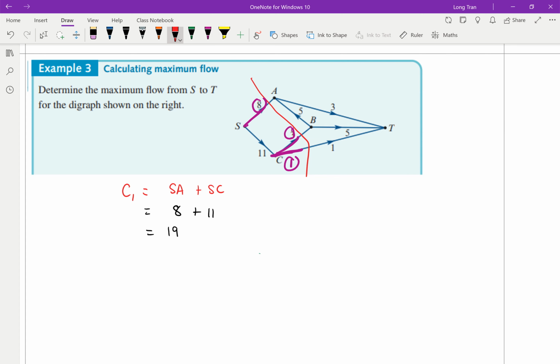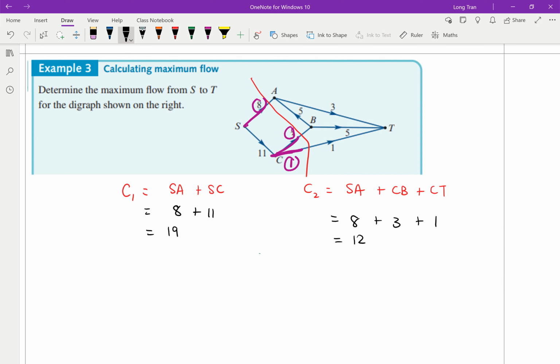So in cut number 2, that was C to B. I'll just write it out. I've got S to A still included, C to B is still included, and C to T is still included, because they're all coming from the source to the sink, and that's 8 plus 3 plus 1, which gives me a total of 12. Okay, so that's one way of doing it.